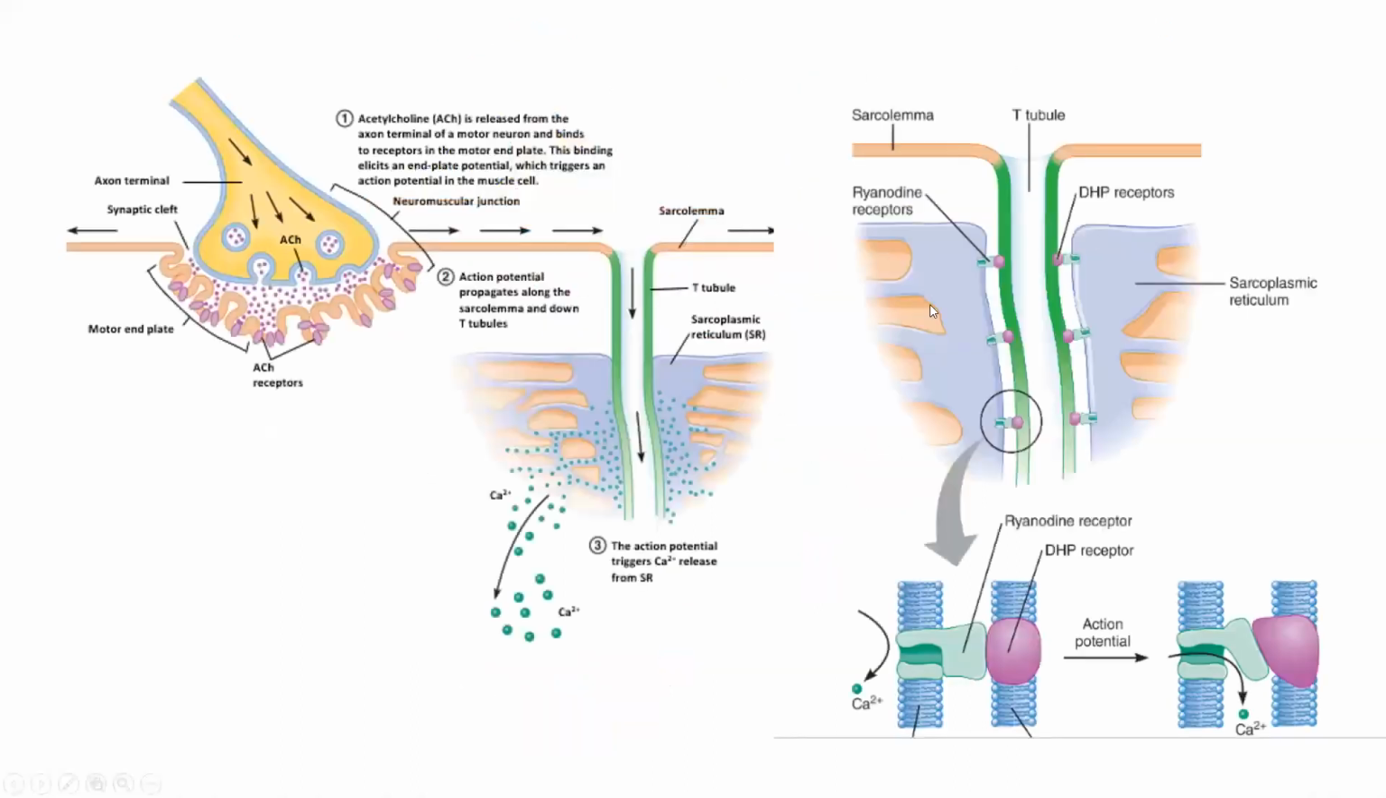And so now the action potential is propagating down the T-tubule, and it's going to get to a receptor in the membrane of that T-tubule, right? So there are two receptors here. There's a DHP receptor, dihydropyridine, which is in the membrane of the T-tubule itself. And then there's a ryanodine receptor, which is in the membrane of the sarcoplasmic reticulum.